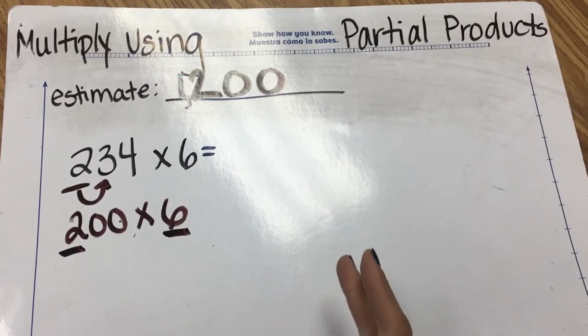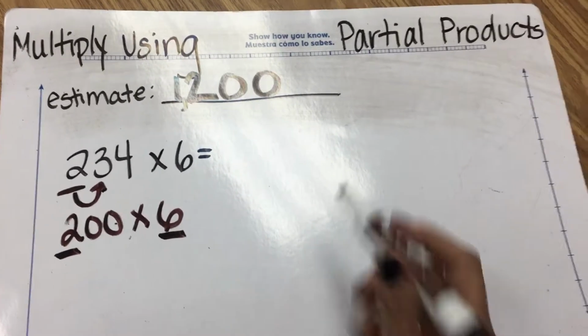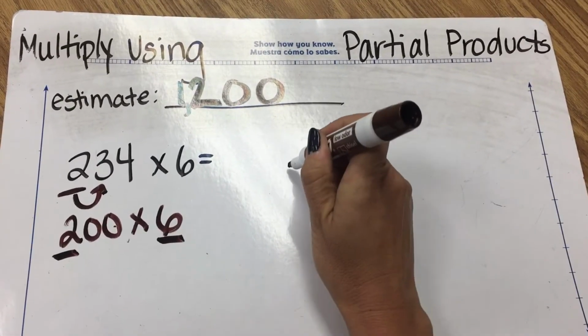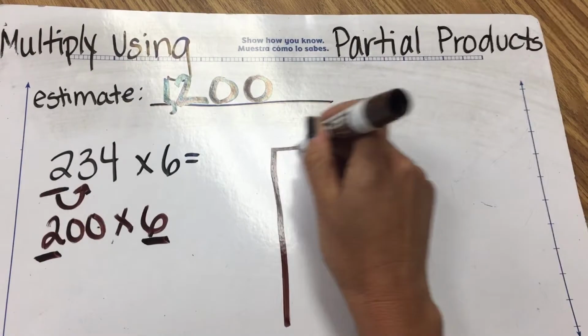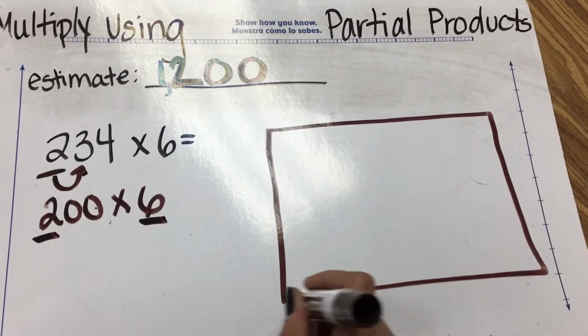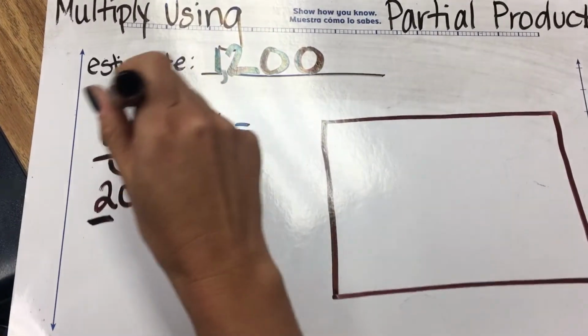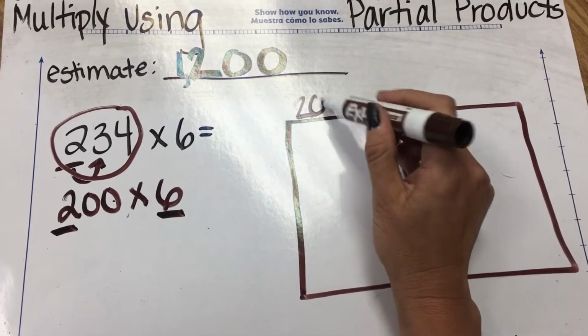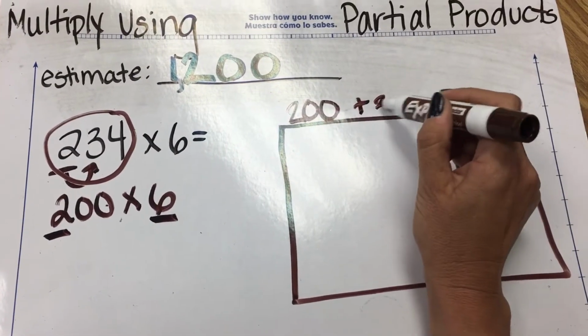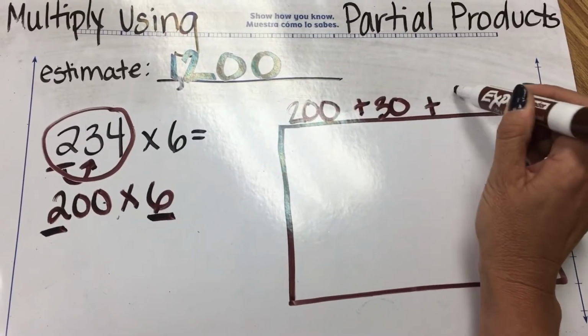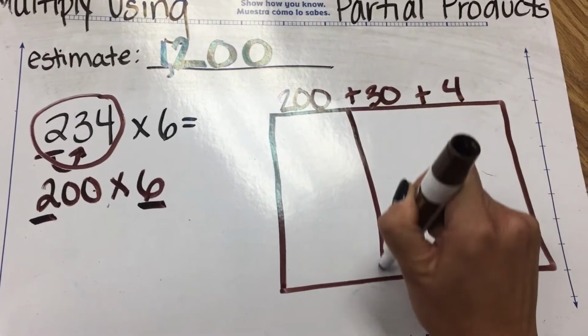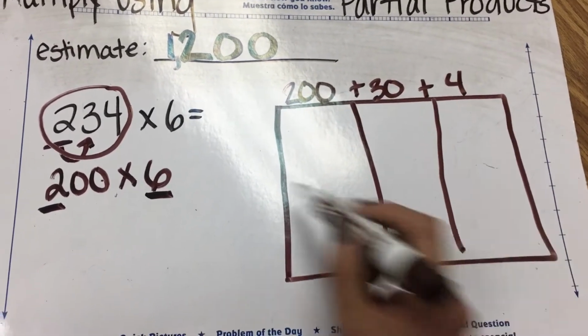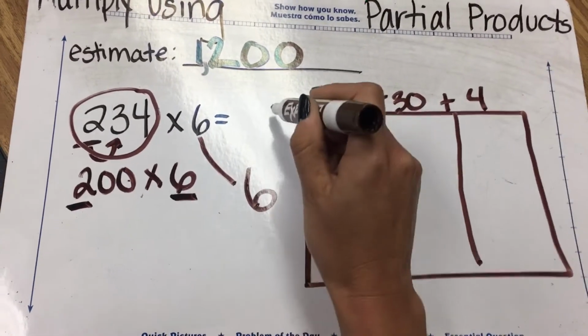The second part is to now actually find the product using partial products. And the way that they do this is we call it drawing an area model. So they'll draw a rectangle. They take this number and they write it in expanded form: 200 plus 30 plus 4. Then they divide their box and then they put their 6 down here.